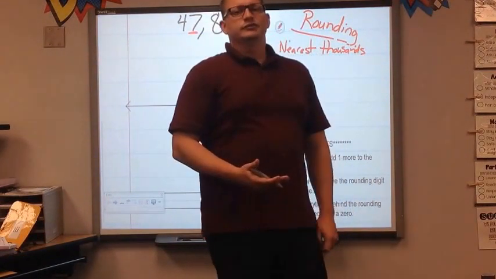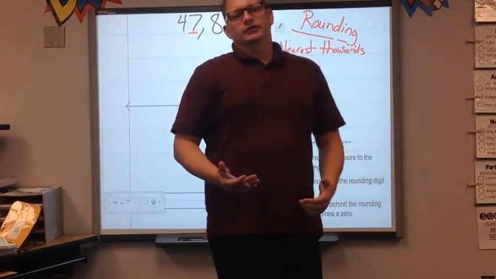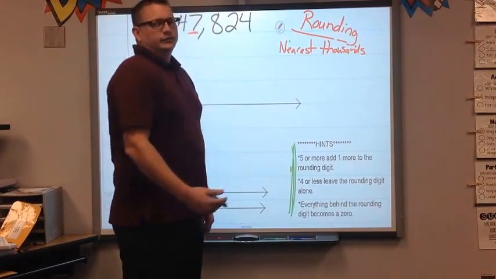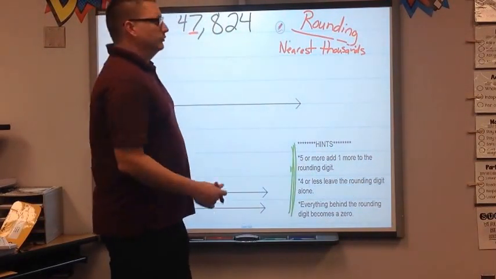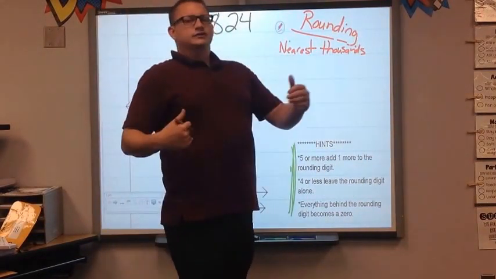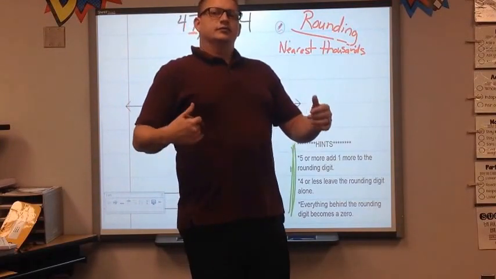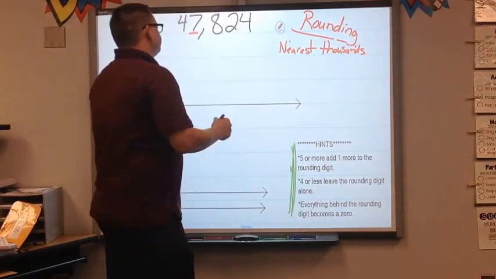That means we really don't understand rounding. We just know a trick, okay? And I want us to be better than that. I want us to understand why we round. We round to find which 10, which 100, or which 1,000 these numbers are closest to, okay?